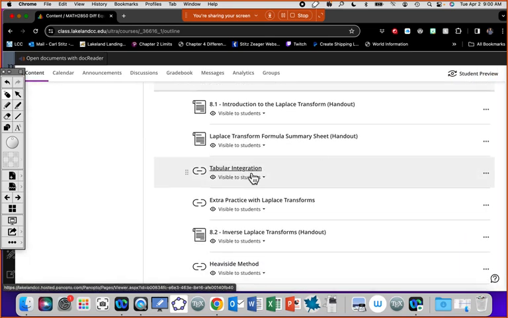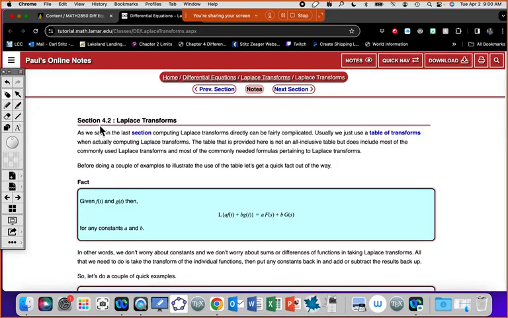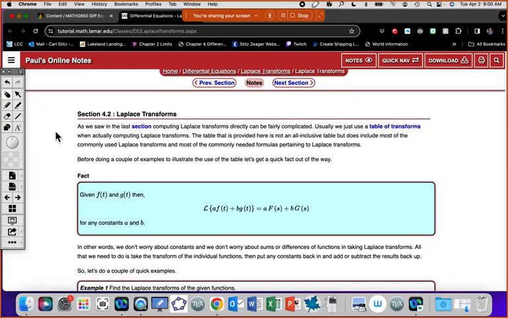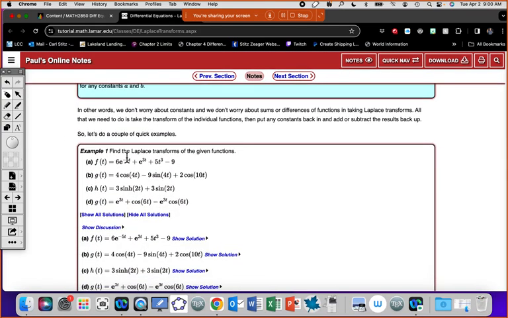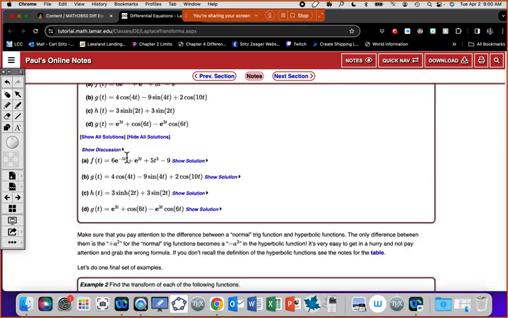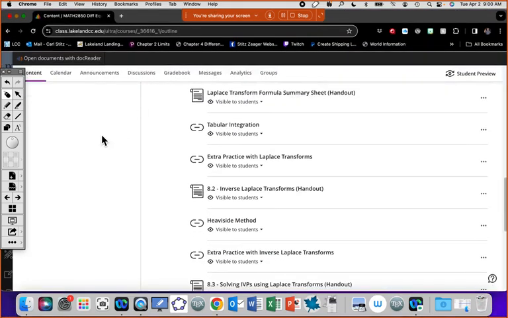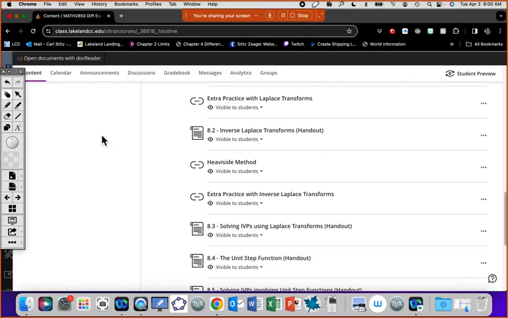Tabular integration, that's a little review there. We did some tabular when we were doing stuff by the definition last time. And then here's this extra practice. A lot of people use this resource. Here's some extra practice with Laplace transforms. You can't really practice these enough. You want to have a good working knowledge of them, because what we're doing next is going backwards. Here's the Laplace transform: you start with a t function, go to an s function. Now we're going to be working our way backwards.